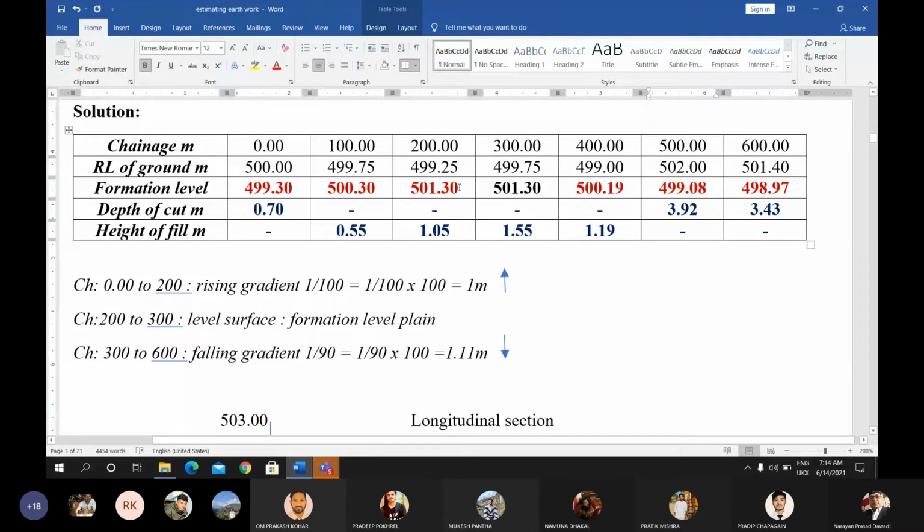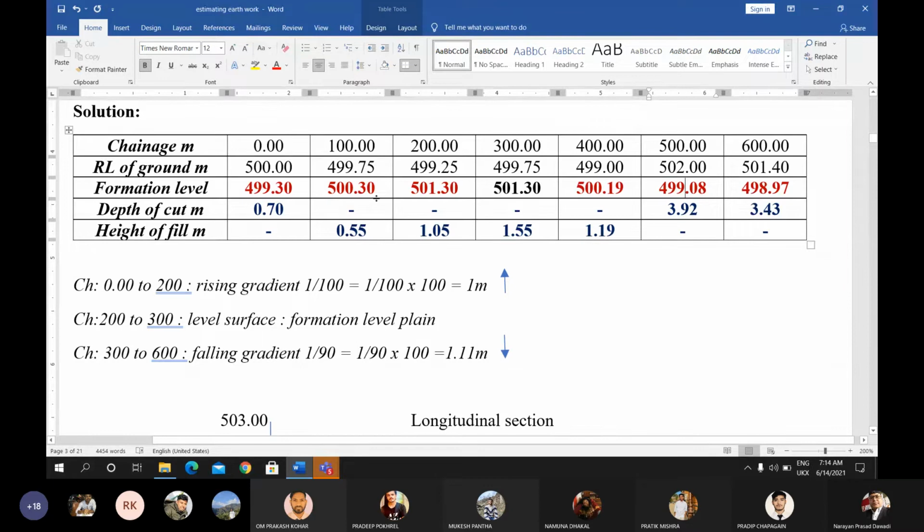Now, from the left hand side of 300 meter: from 200 to 300 meter is the level surface. That's why the formation level of 300 and 200 must be same. That's why 501.30 meter. Now, this data 499.30 and 500.30 is not provided in the question. Only the rising gradient is given here.